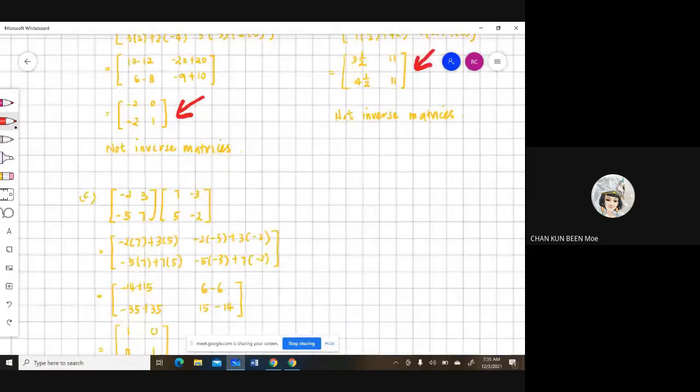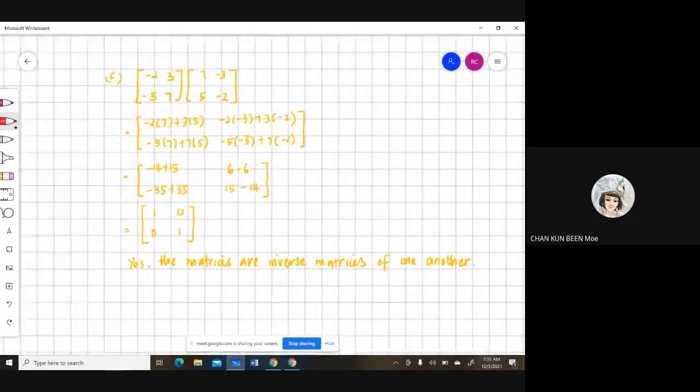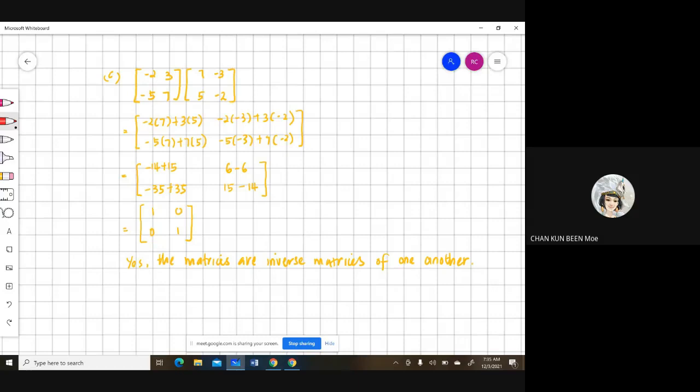Now we move to C. So C, you multiply it just like the one given in the question. Show your calculation. So you get 1001. So this is an identity matrix. So the answer will be yes. The matrices are inverse matrices of one another.